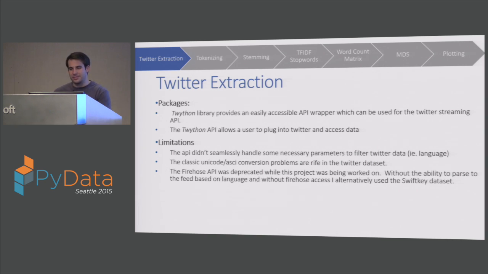Fortunately, however, SwiftKey, which I think does some sort of automatic keyboard that's available for Android, provides a data set with a bunch of different tweets that people have been using in the US, so that you can try to predict what people will be using when they're using the SwiftKey keyboard. So I used that rather than Firehose data because it was more readily available and the Firehose API was shut down.